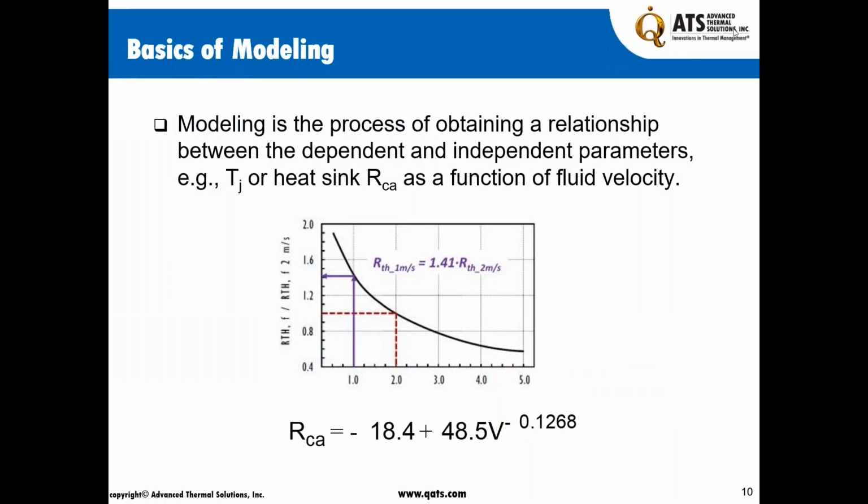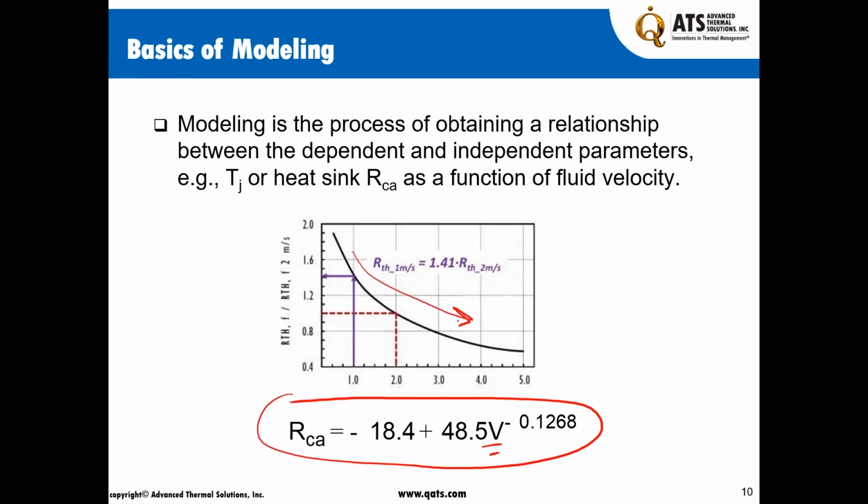If I were to define modeling, it is the process of obtaining a relationship between the independent and dependent parameters, such as, in the case of electronics cooling, junction temperature or heat sink case-to-ambient thermal resistance as a function of velocity, board conductivity, name it, depending upon what your independent parameter is that you can control in the process. So the objective is to come up with an equation, as you can see here, where by varying, for instance, the velocity, the thermal resistance as a function of air velocity shows a point of diminishing return and reaches an asymptotic condition as the velocity increases. This is a model.